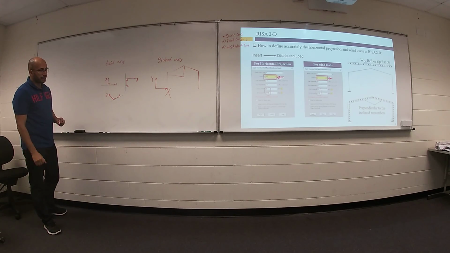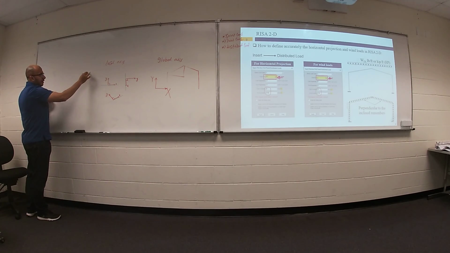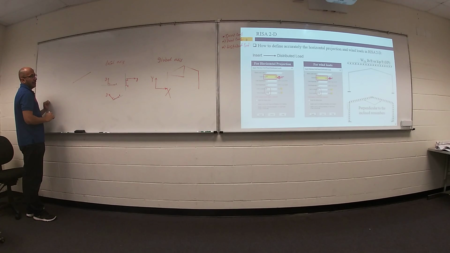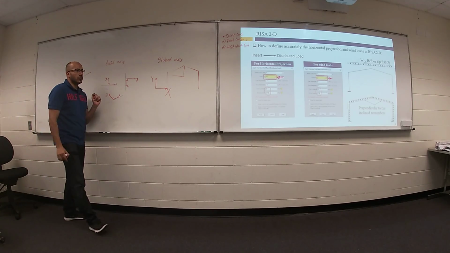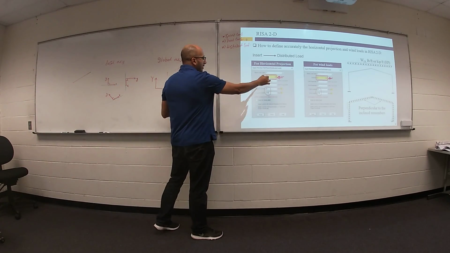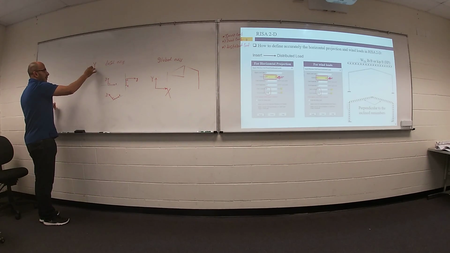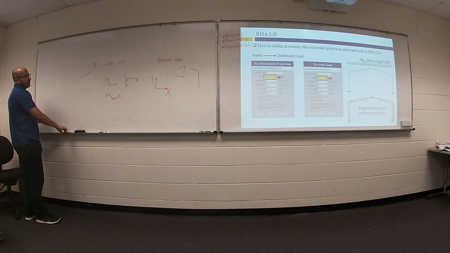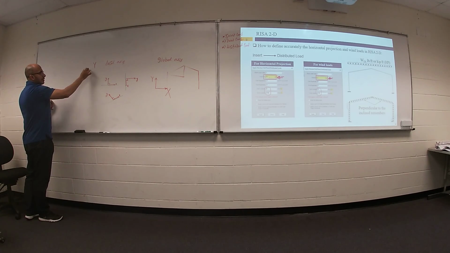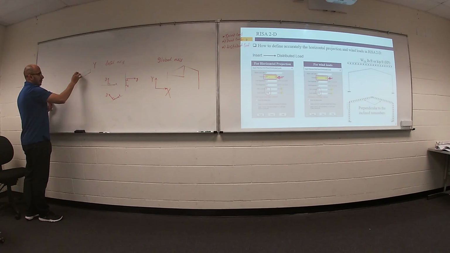So, if you have a member like this, and you choose your direction here, capital Y, your distributed load will be something like this. Inclined projection.